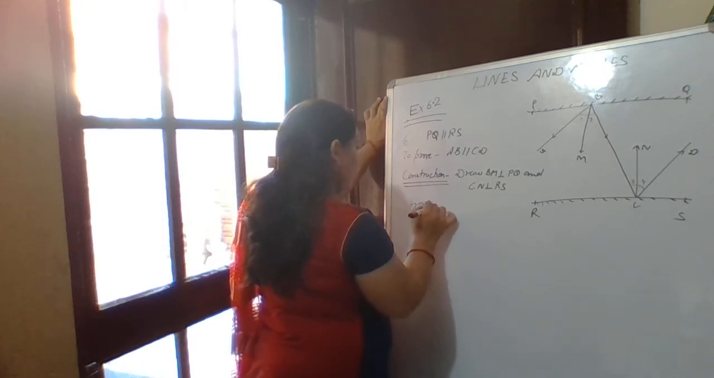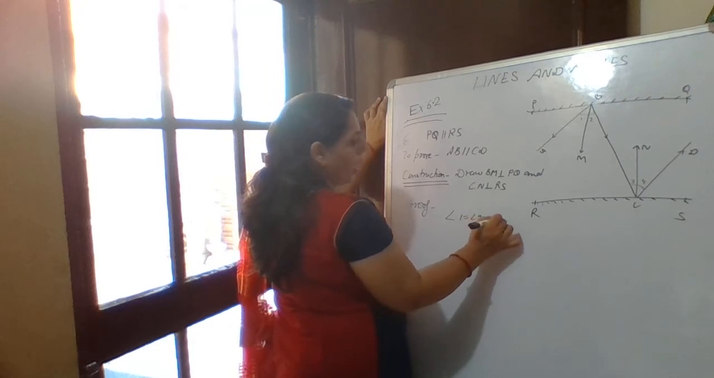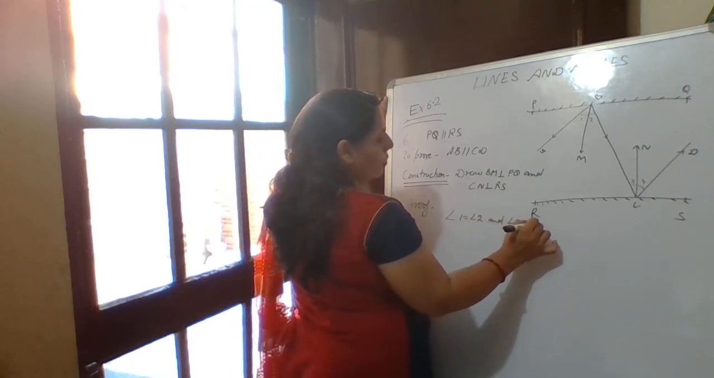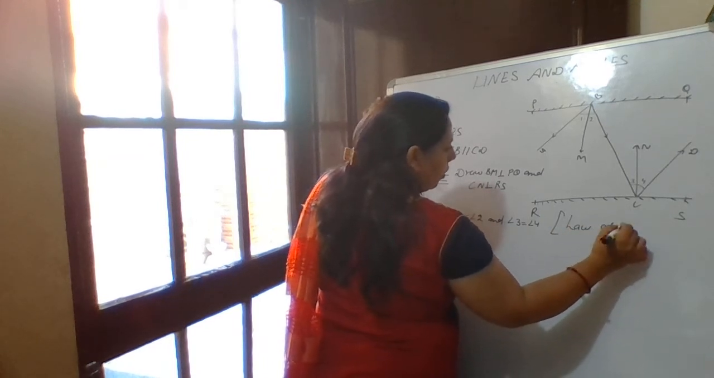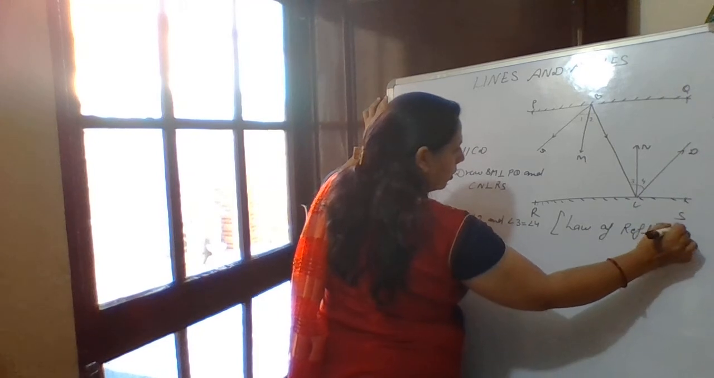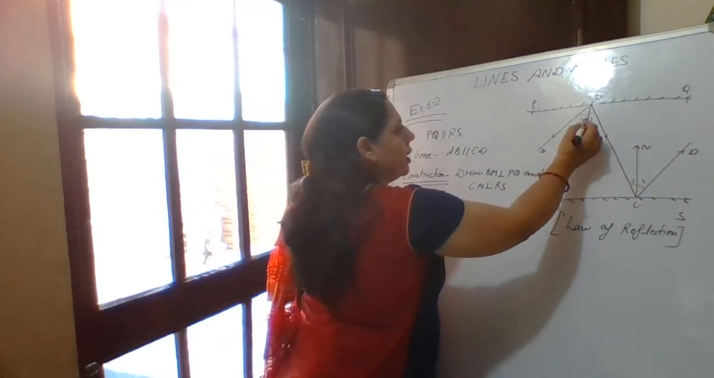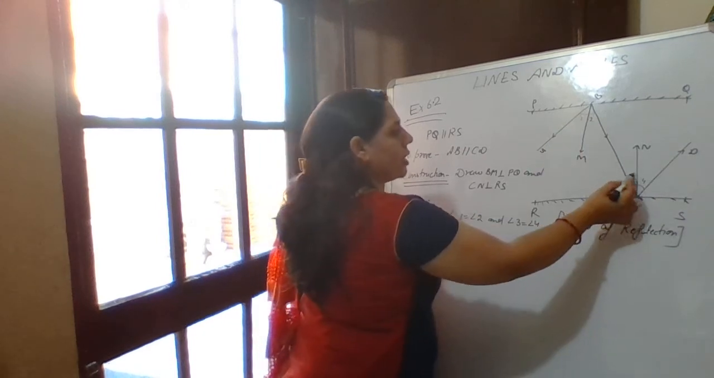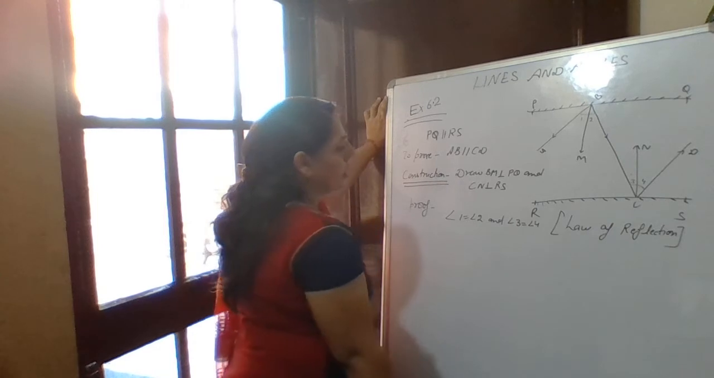So first of all, I am taking angle 1 equals angle 2 and angle 3 equals angle 4, and the reason behind it is the law of reflection. Is it clear? This angle will be equal to this one and this angle will be equal to this angle by the law of reflection.